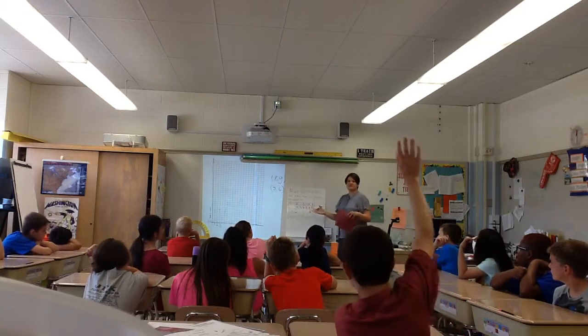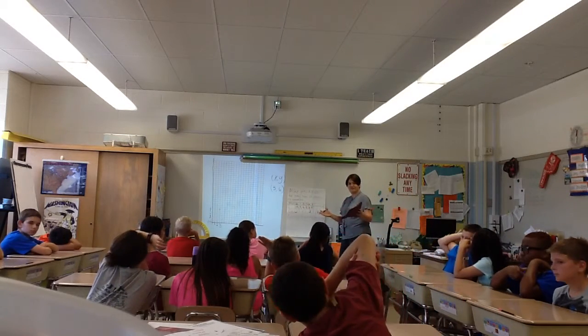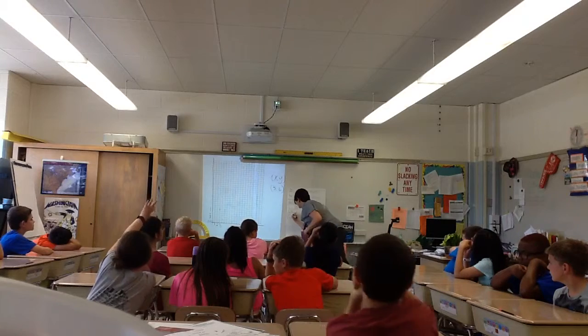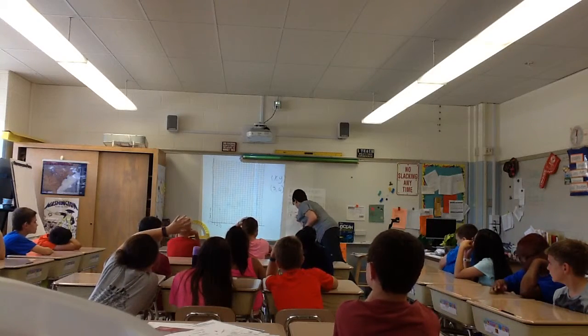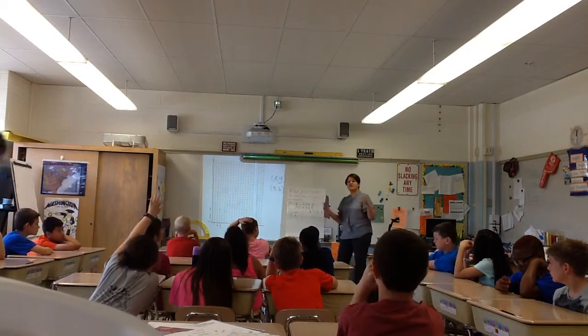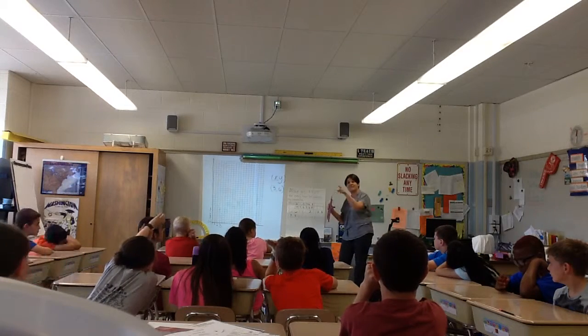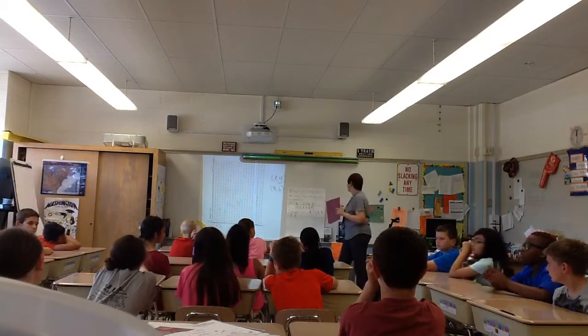All right, and what's the next one? 3, 9. I like how you're including the comma. It's important when you write ordered pairs, you always write them with parentheses and a comma. Elise? Yeah, 4 and 12.